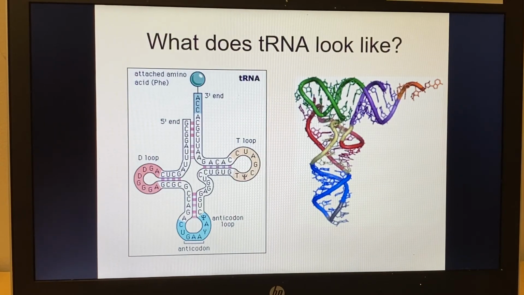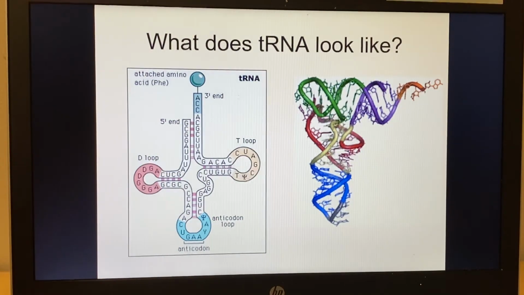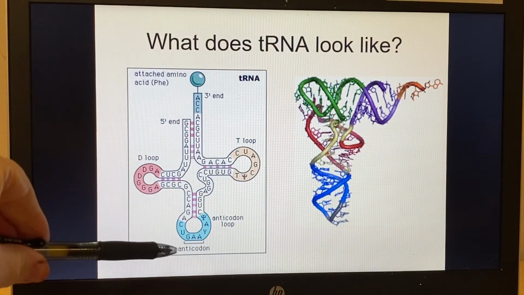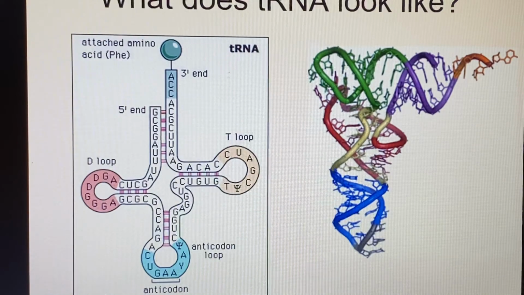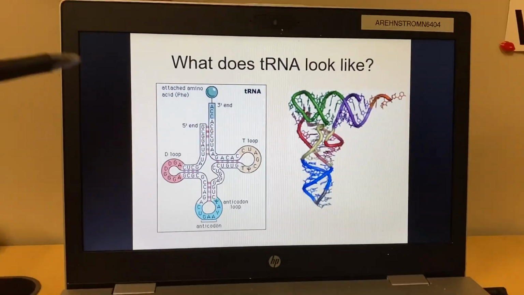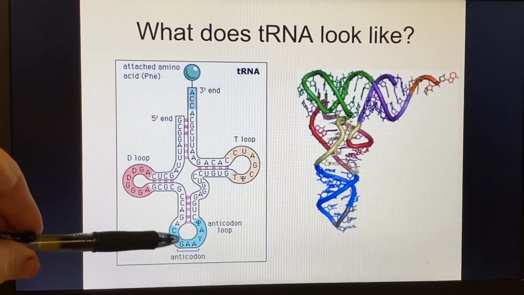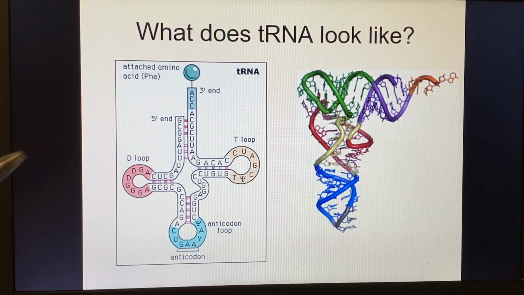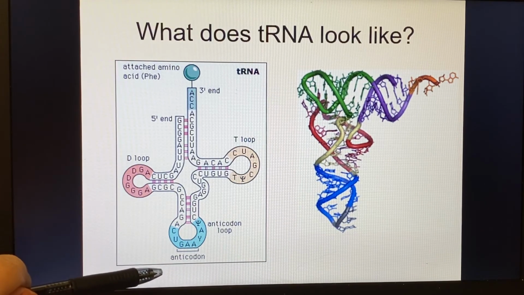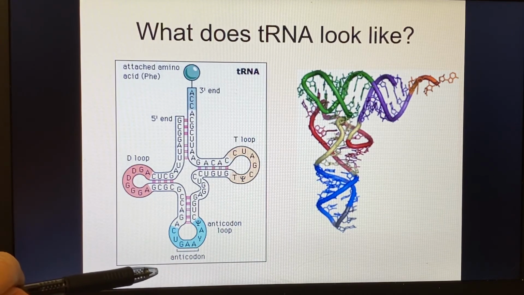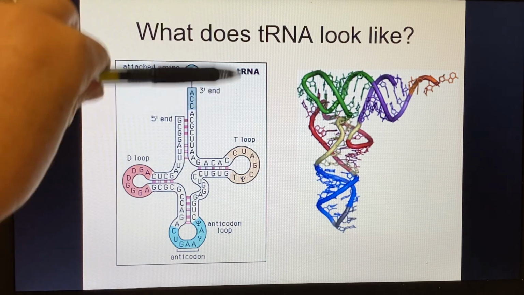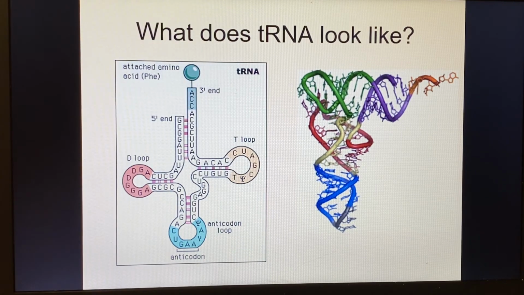Okay, so transfer RNA is kind of an interesting little molecule. If we look at it in two-dimensional form, at one end, it's going to have an anticodon. For example, the anticodon shown here is GAA. So the codon that this would base pair to would be CUU on the messenger RNA. And it also has an amino acid at the other end.